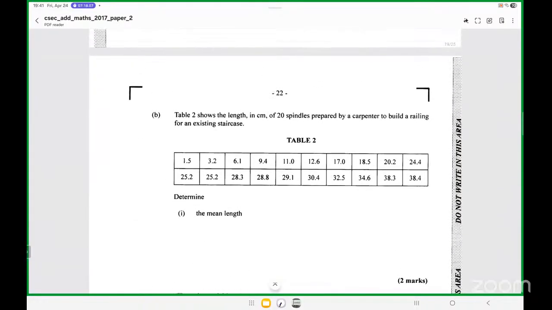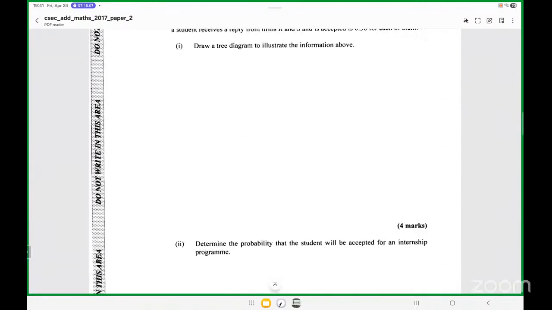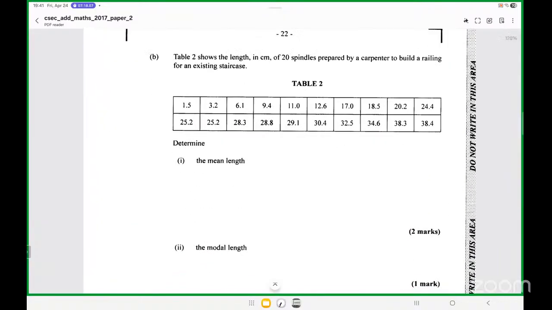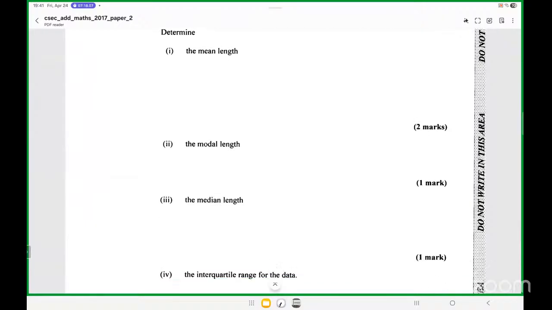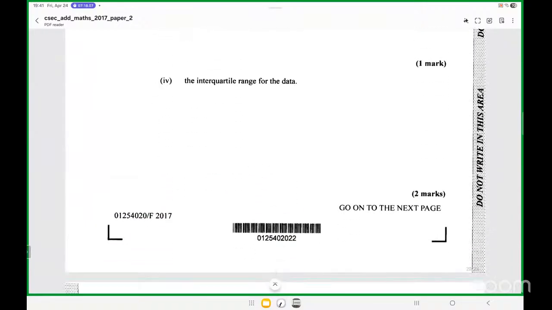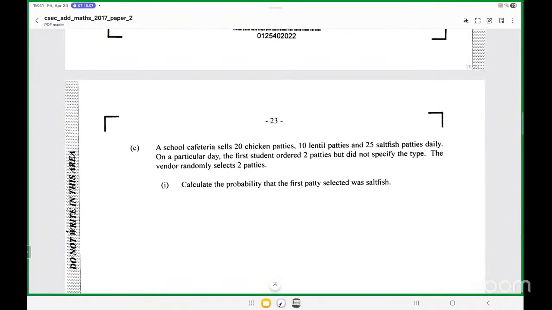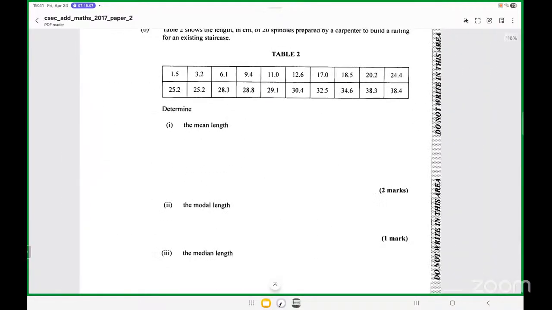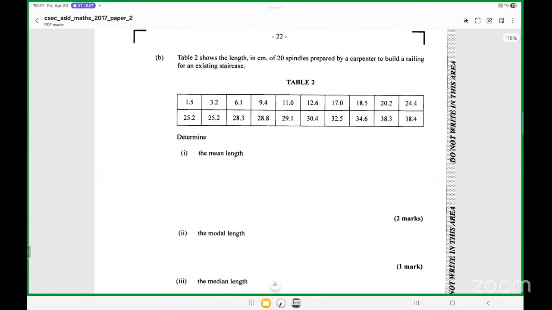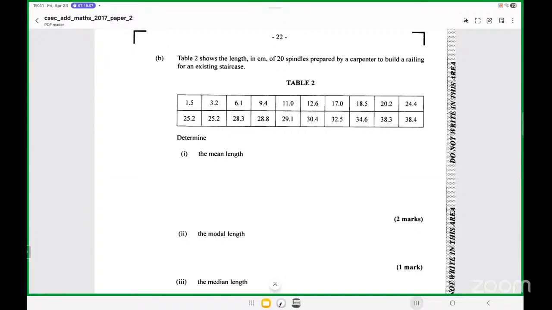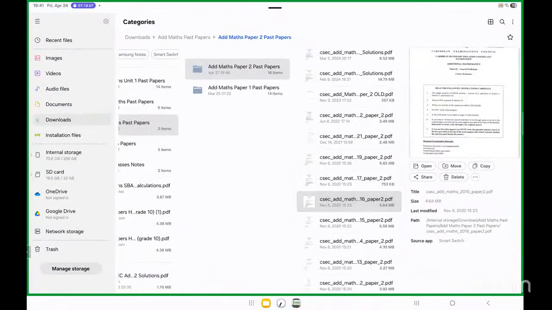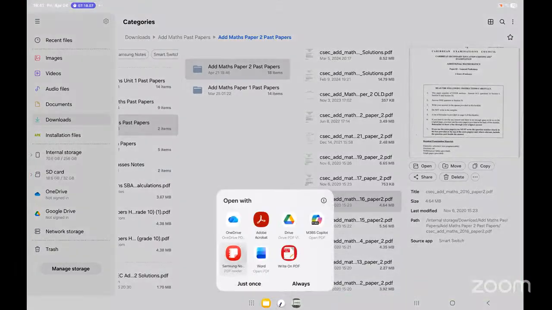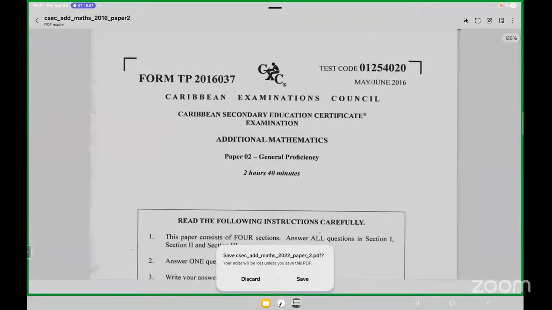All right, come. Do this one. Determine the mean, the mode, the median, interquartile range. That's all. I don't want to do that one. I want to do one after, a box and whisker plot. Let's see. Hold on. That's not asking for the mean. Okay, just a line graph, guys.